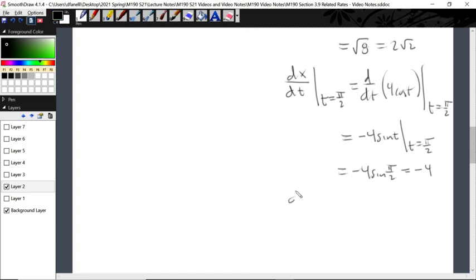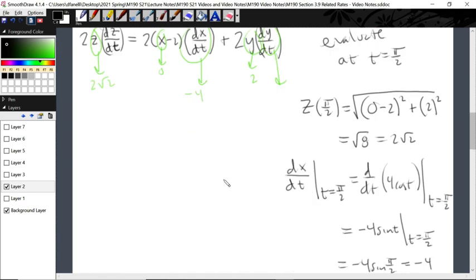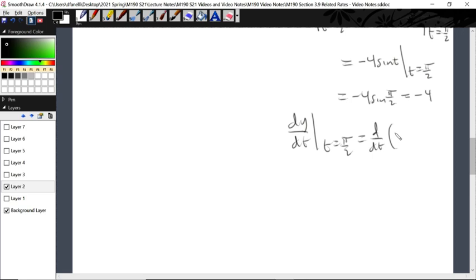What about dy dt evaluated at pi over 2? We need to take the derivative with respect to time of y of t, that would be of 2 sine t. The derivative of 2 sine t is 2 cosine t, and then we can evaluate that at pi over 2. So we get 2 times the cosine of pi over 2. The cosine of pi over 2 is 0, so we get 2 times 0, so this is equal to 0.